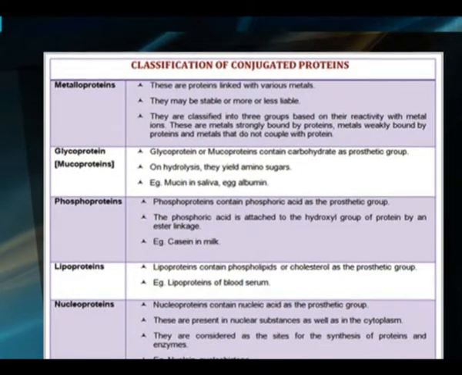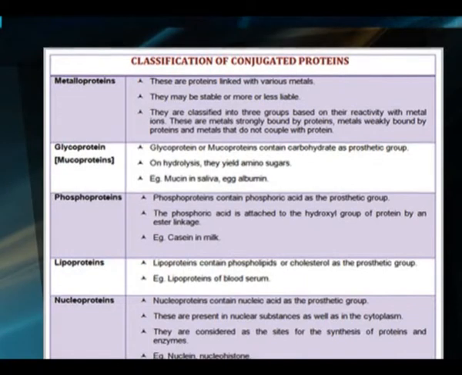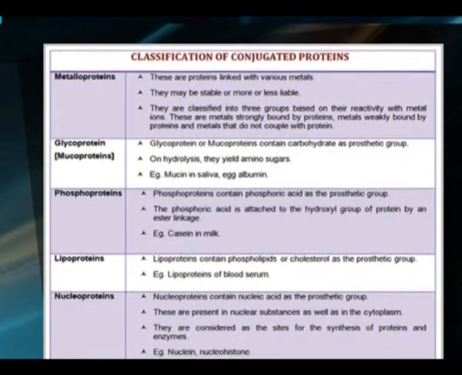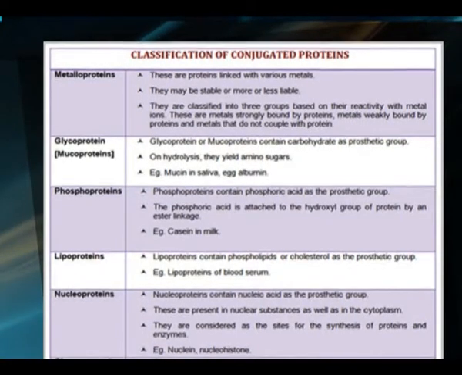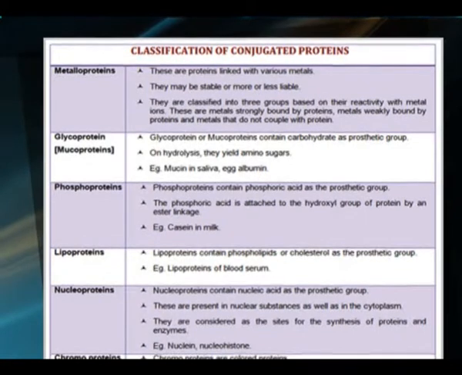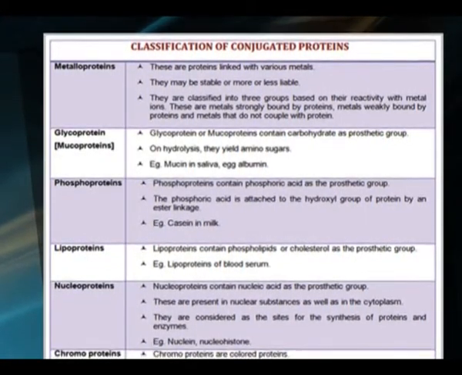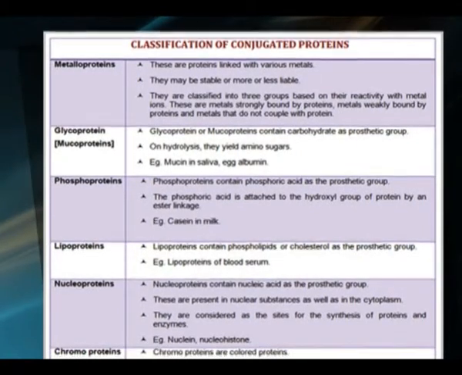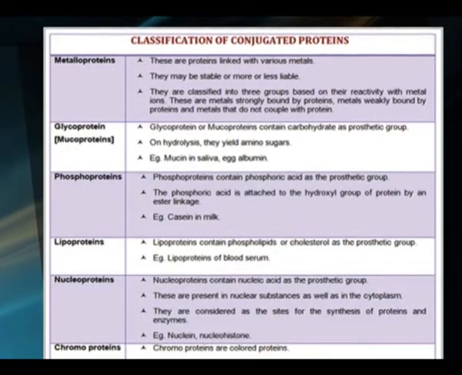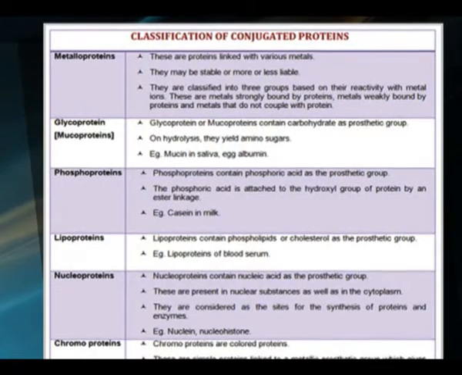They are further classified into 5 types based on the nature of the prosthetic group present. Metalloproteins. These are proteins linked with various metals. They may be stable or more or less labile. They are classified into 3 groups based on their reactivity with metal ions. These are metals strongly bound by proteins, weakly bound by proteins and those that do not couple with protein.